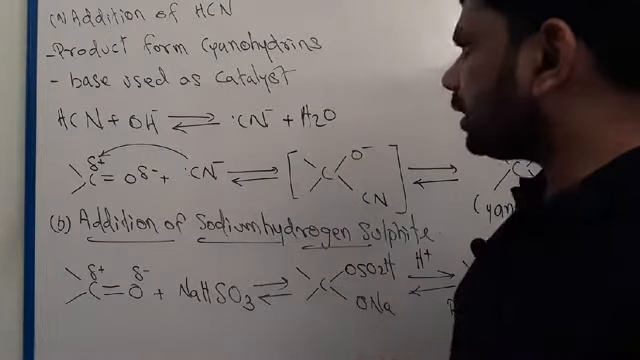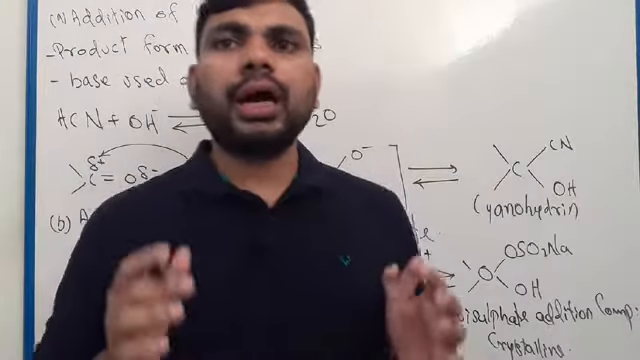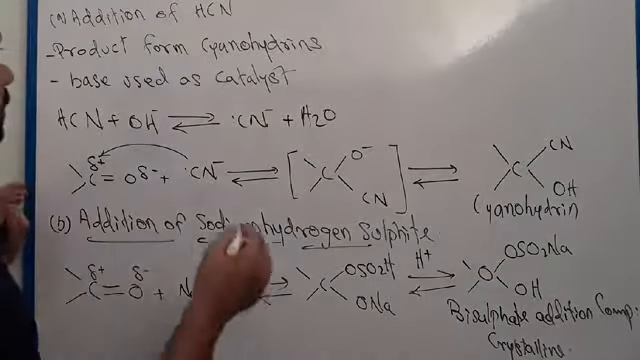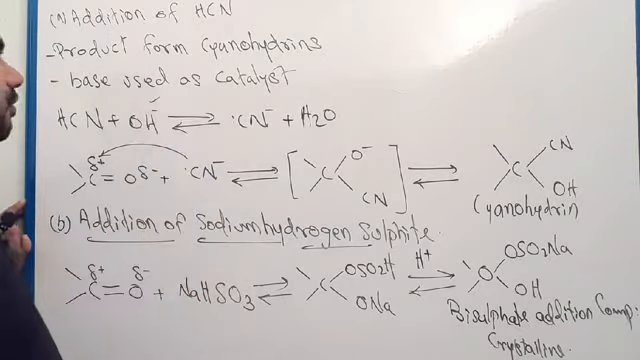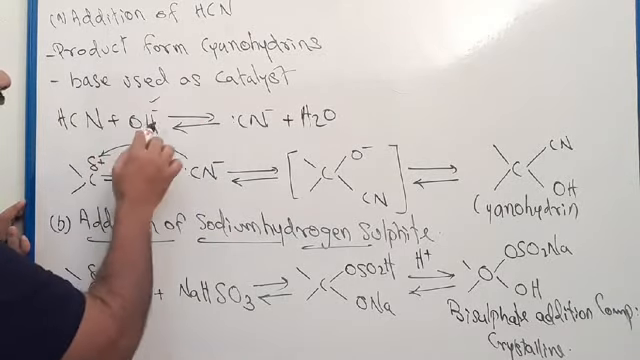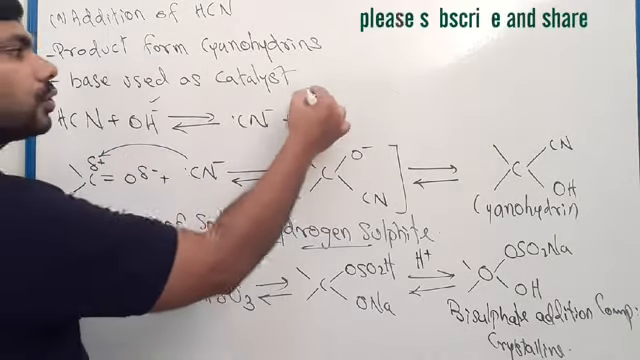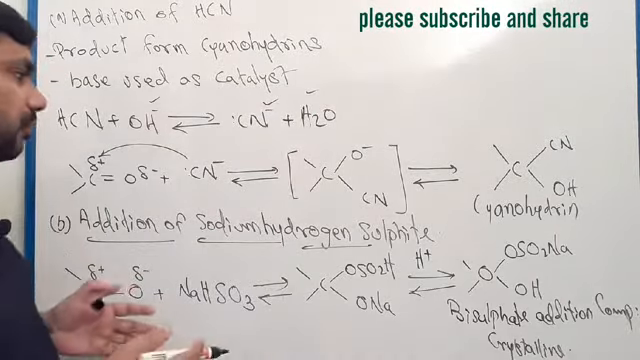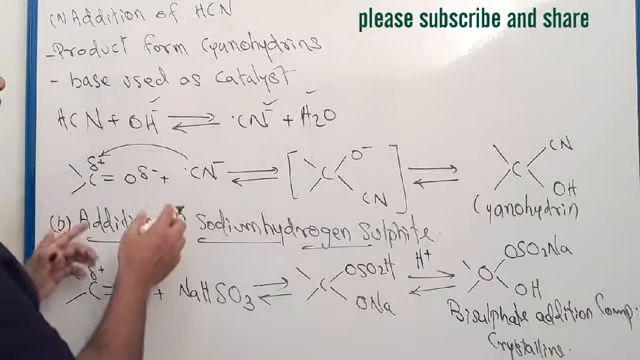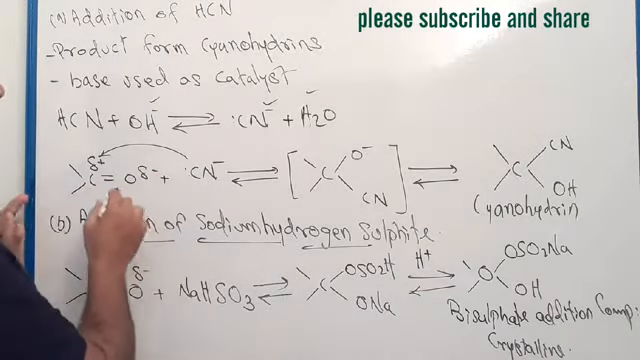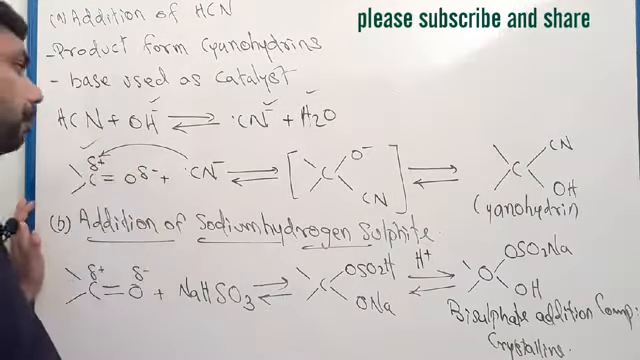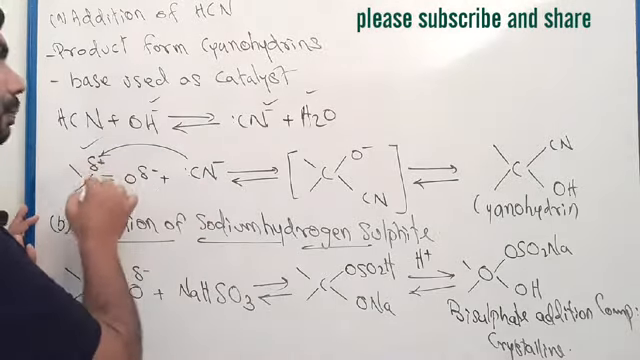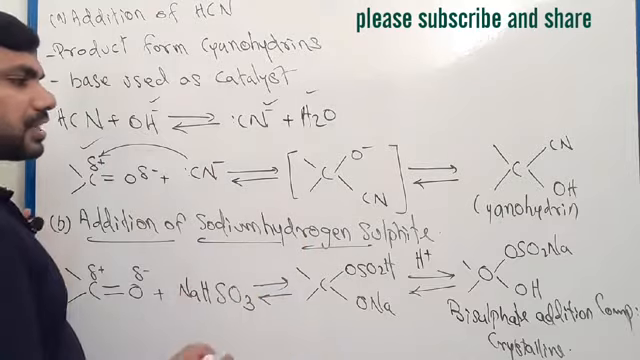Okay, and here we are talking about the reaction with hydrogen cyanide. This chemical reaction takes place in the presence of a base. Hydrogen cyanide in the presence of a base forms water and CN minus. We know CN minus is a nucleophile. It will undergo an addition reaction with the carbonyl group. CN minus will add on the positively charged carbon atom.